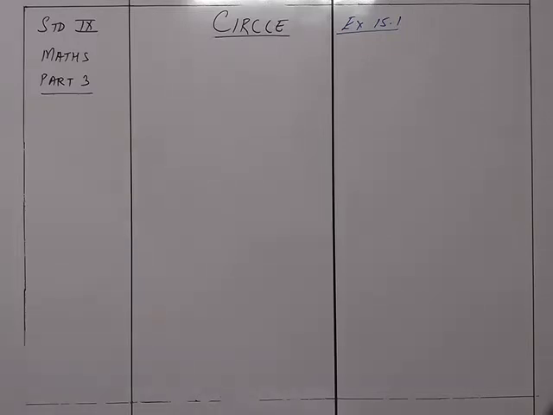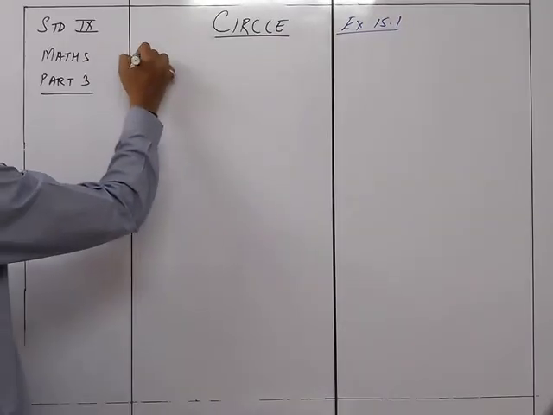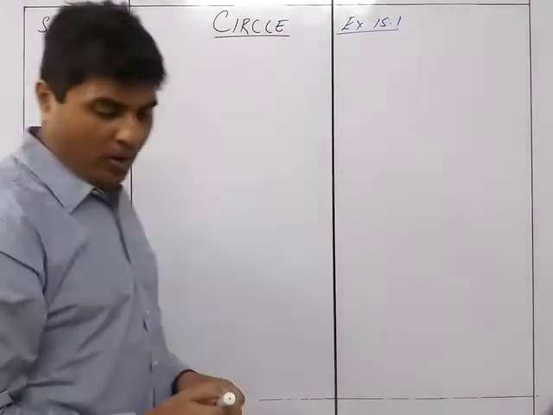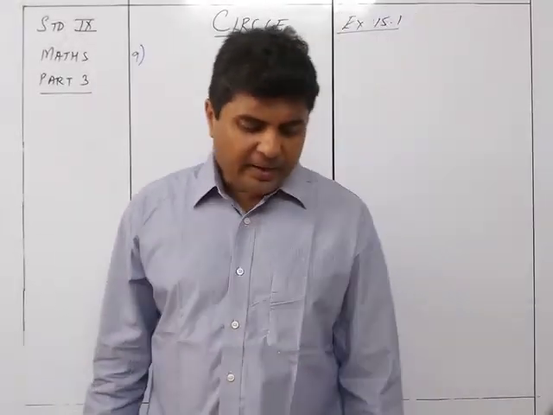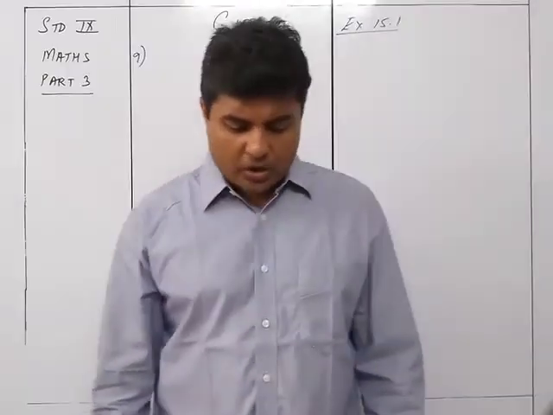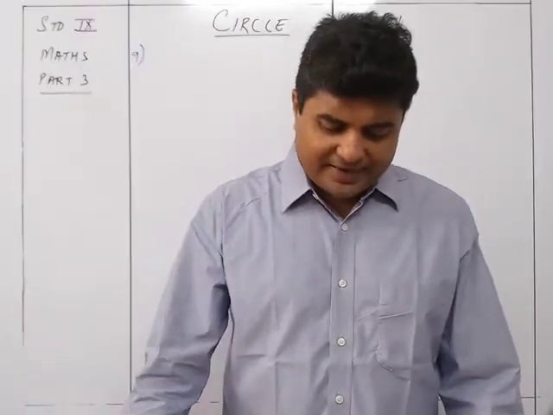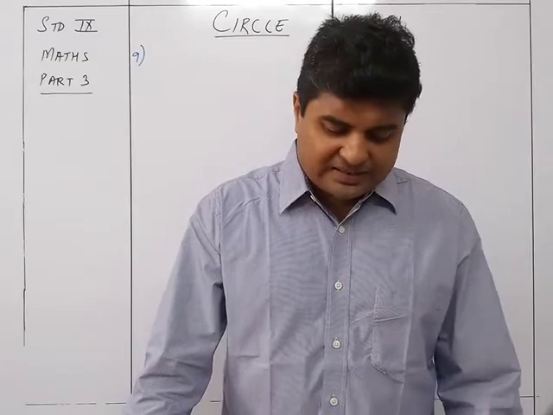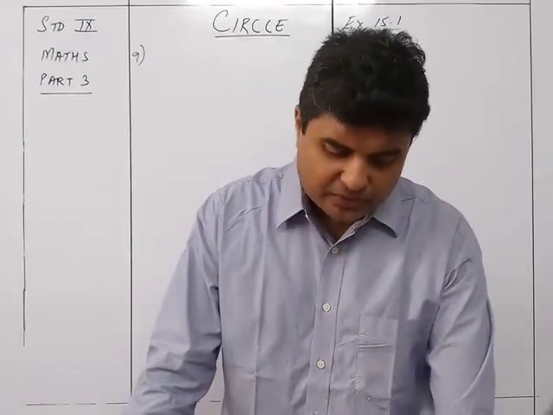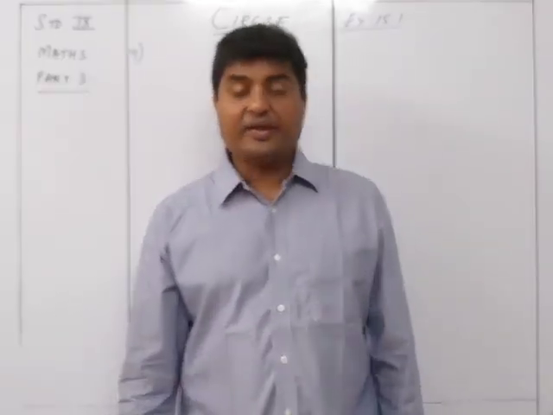So we move on to sum number 9. So in sum number 9 of exercise 15.1, AB and CD are two parallel chords of the circle of length 10 centimeters and 4 centimeters respectively. If the chords lie on the same side of the center and the distance between them is 3 centimeters, find the diameter of the circle.